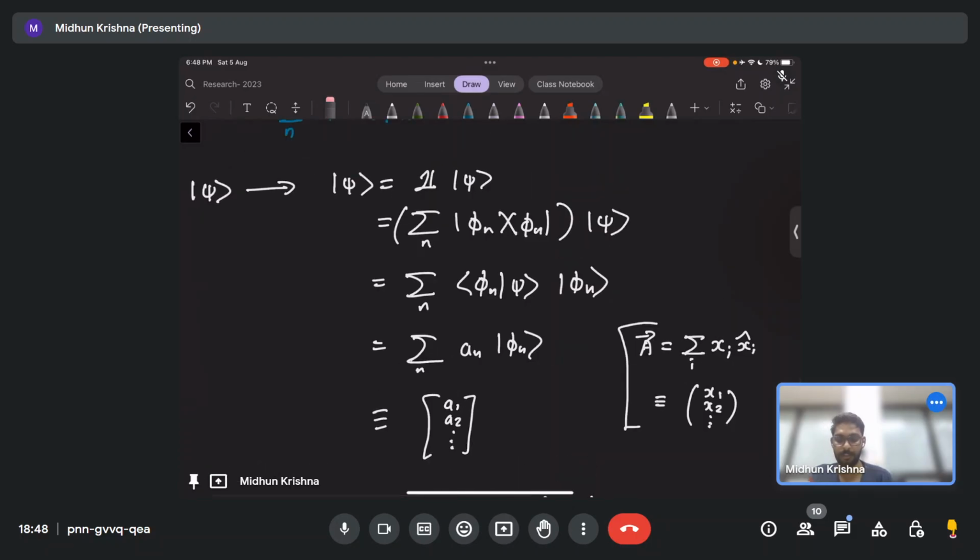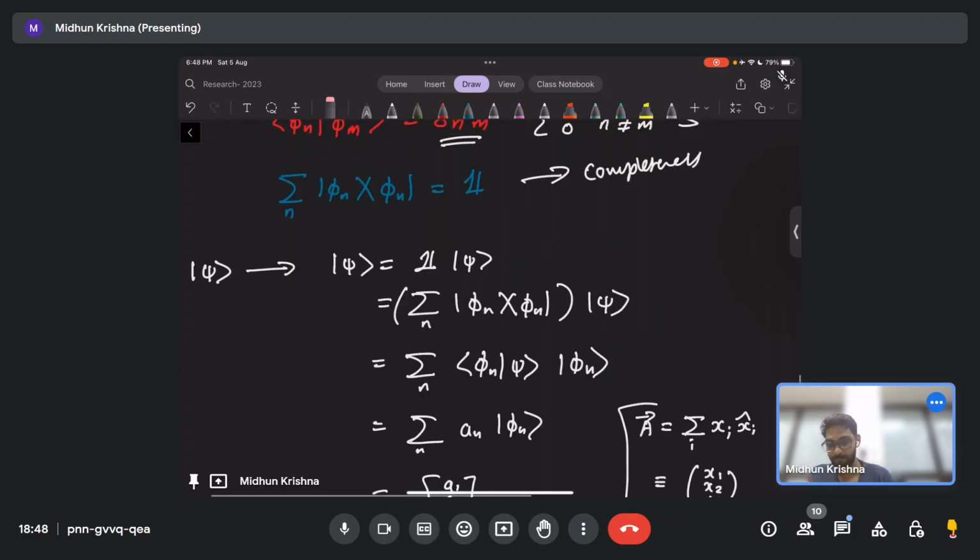What I can do is write psi as identity acting on psi. But we said because it forms a basis, we have this completeness relation, which lets me expand identity using this basis, in the form written here. Now, this is an inner product of phi n with the state psi, which is this guy.